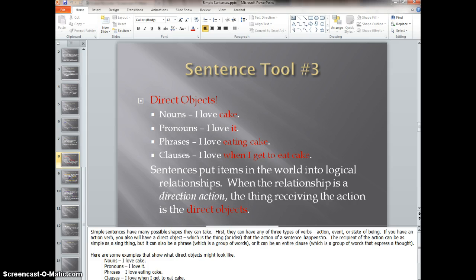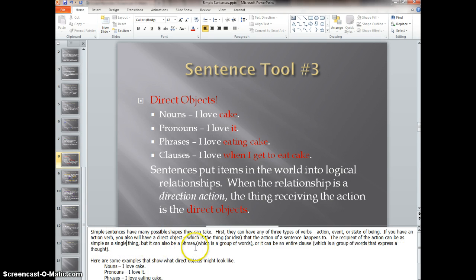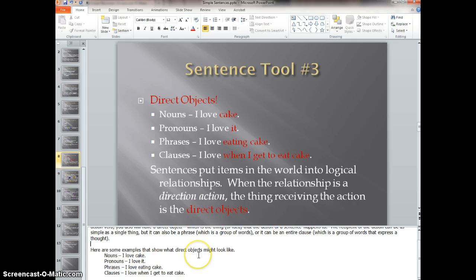If you have an action verb, you will also have a direct object, which is the thing or idea that the action of a sentence happens to. The recipient of the action, the direct object, can be as simple as a single thing, but it can also be a phrase, which is just a group of words, or it can be an entire clause. And a clause is a group of words that express a thought. Here are some examples that show you what direct objects might look like.